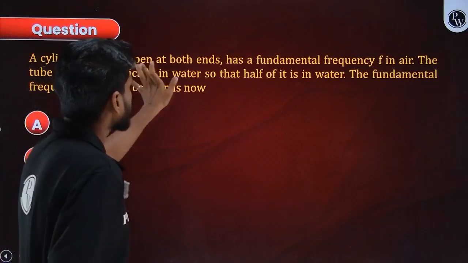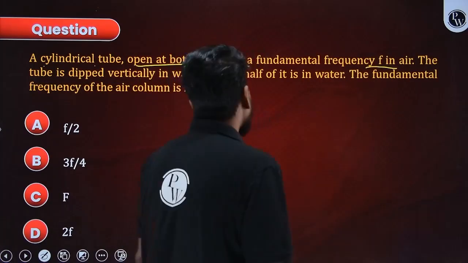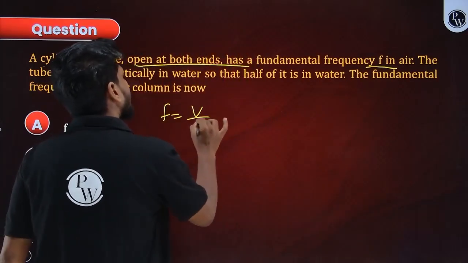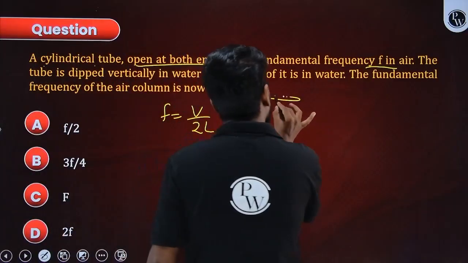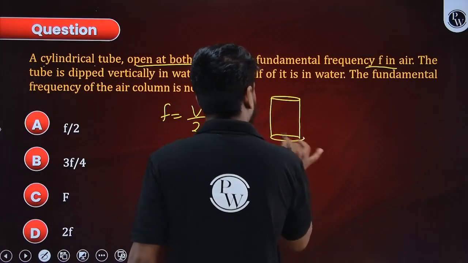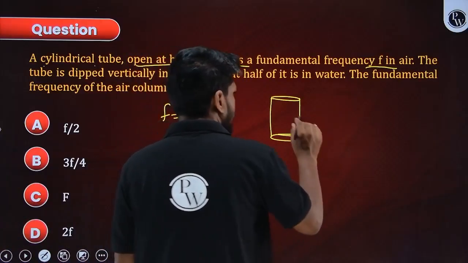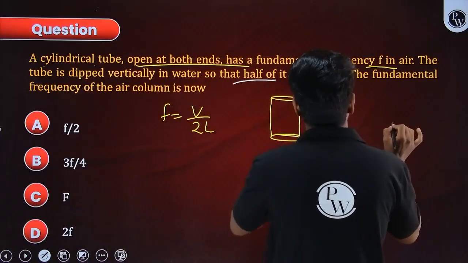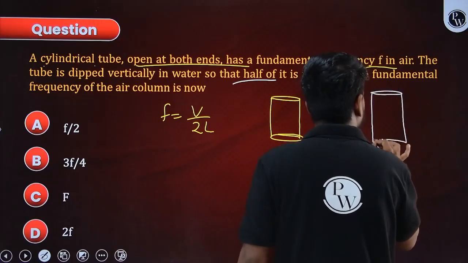A cylindrical tube open at both ends. Both the ends are open. Fundamental frequency is F. So can I write F as V by 2L? Because for open pipe, this is the formula. So this is my pipe which is open. The tube is dipped vertically in water. If I am taking this tube and dipping it to half the length. Same tube I have taken. Now I have dipped this tube in water.